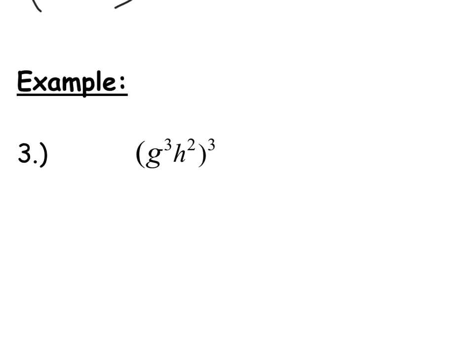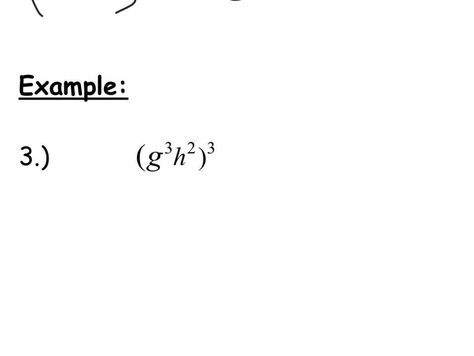To simplify this, basically what you want to do is take this 3 on the outside and distribute it to the 3 on the inside, and also to the 2 on the inside. It does have to distribute to all of the exponents on the inside. So how many bases do I have on the inside? Well, I have a g and I have an h. Those are bases. Okay, so that means that I need to distribute 2 times. If you have 4 bases, you distribute 4 times, and so forth.